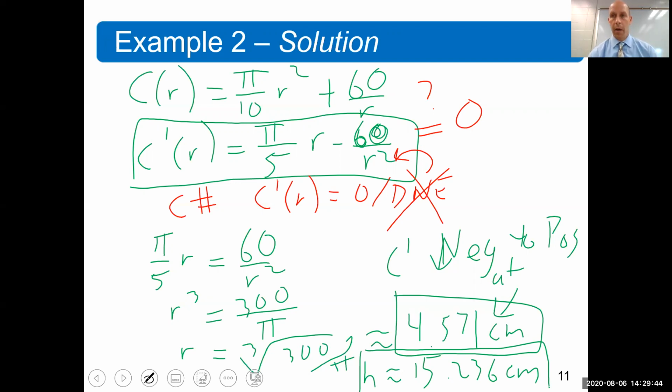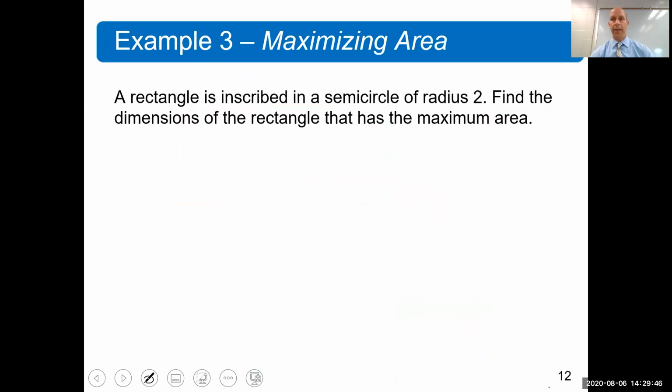All right. Let's go ahead and finish up with this last example here, which is maximizing the area. It says a rectangle is inscribed in a semicircle of radius 2. Find the dimensions of the rectangle. So this one we're trying to maximize the area.